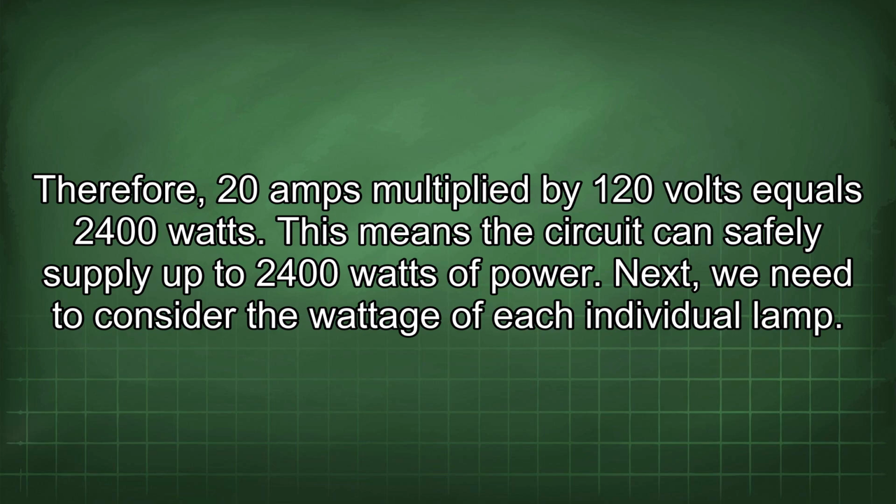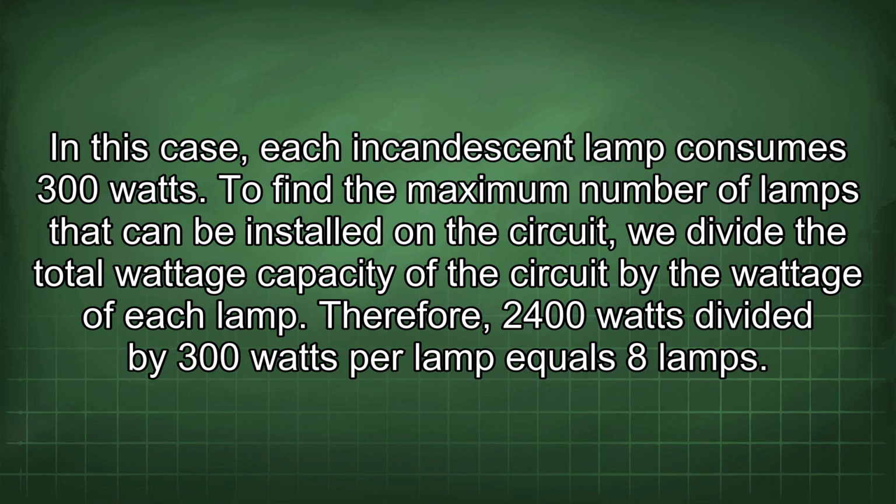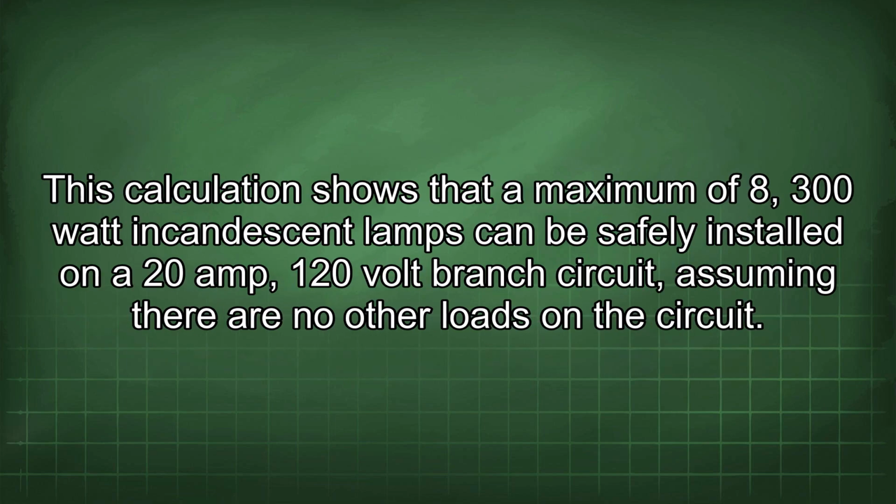Next, we need to consider the wattage of each individual lamp. In this case, each incandescent lamp consumes 300 watts. To find the maximum number of lamps that can be installed on the circuit, we divide the total wattage capacity of the circuit by the wattage of each lamp. Therefore, 2400 watts divided by 300 watts per lamp equals 8 lamps. This calculation shows that a maximum of 8 300-watt incandescent lamps can be safely installed on a 20-amp, 120-volt branch circuit, assuming there are no other loads on the circuit.